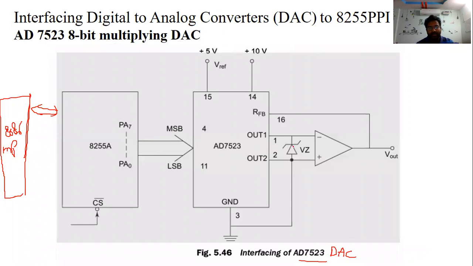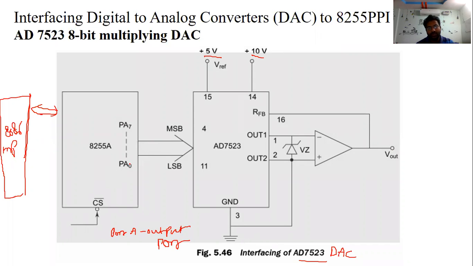See this, these are the outputs, output one and output two. These are given to this Zener diode. Then the required output you get here. For this you can take the reference voltage of 5 volts as well as 10 volts. Okay, now see this arrow. You can take port A as an output port. Remember, port A is the output port.